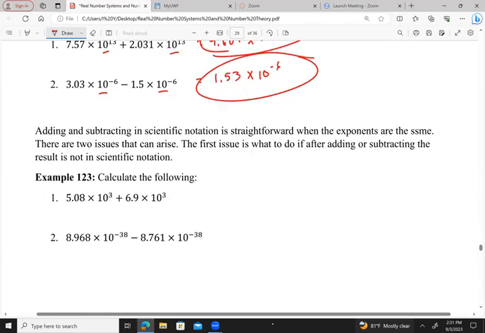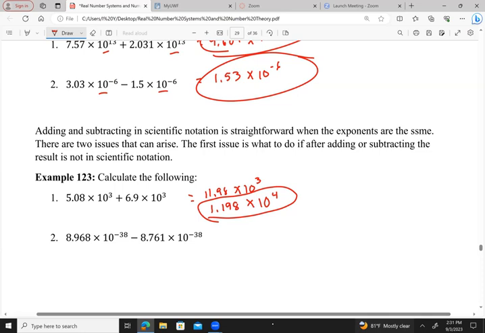First issue is what to do if after adding or subtracting the result is not in scientific notation. So here we have 5.08 times 10 to the third plus 6.9 times 10 to the third, which would end up being 11.98 times 10 to the third. So that's not scientific notation, but if I move my decimal place 1 place to the left, and then simply add 1 to my exponent, and now I have scientific notation.